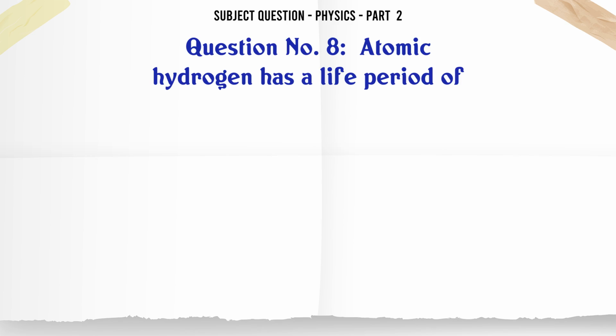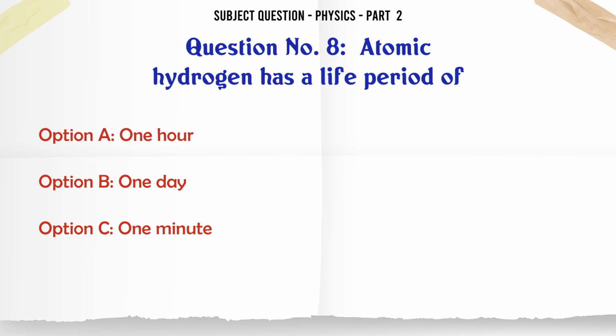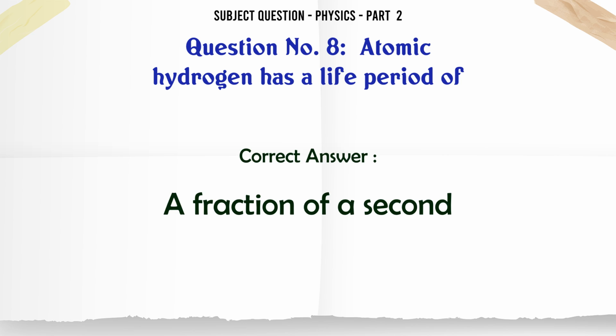Atomic hydrogen has a life period of: A. 1 hour, B. 1 day, C. 1 minute, D. a fraction of a second. The correct answer is a fraction of a second.